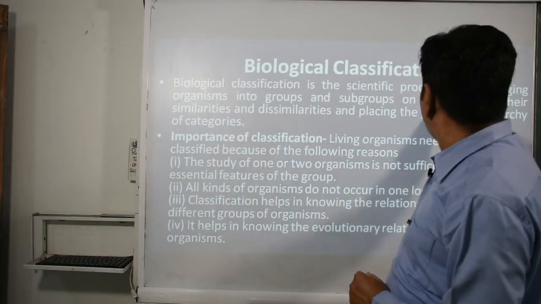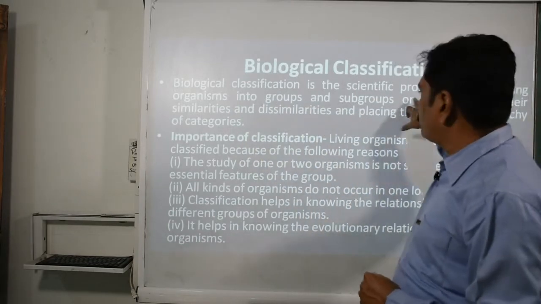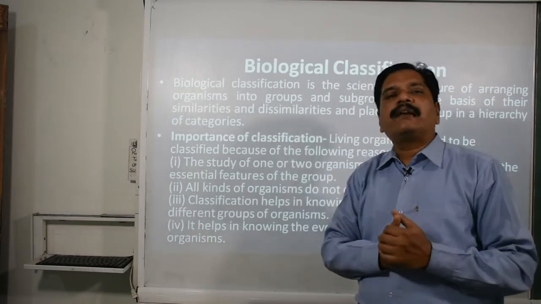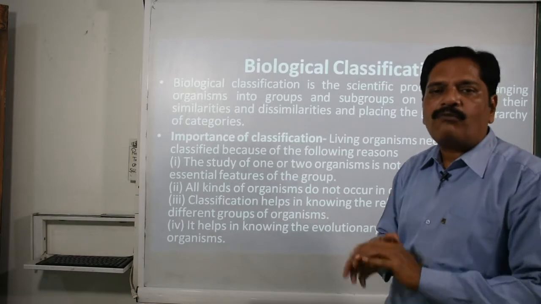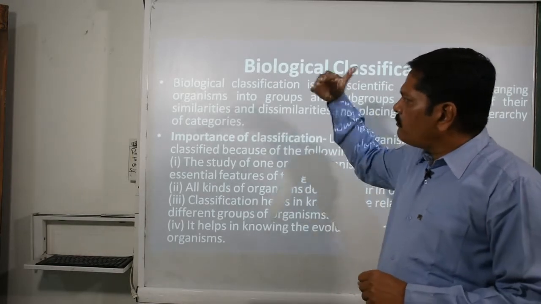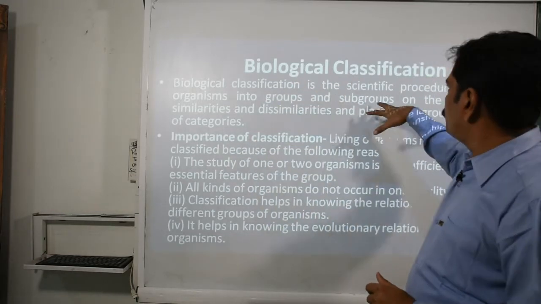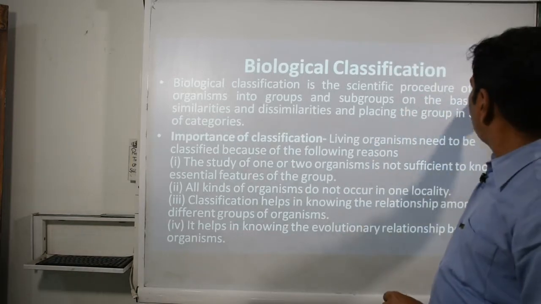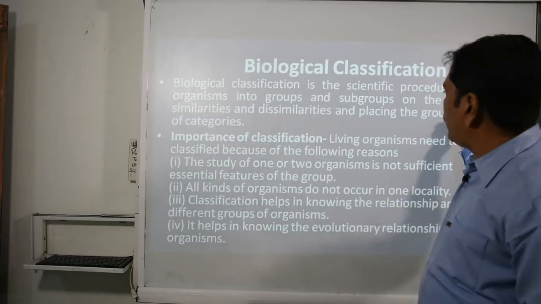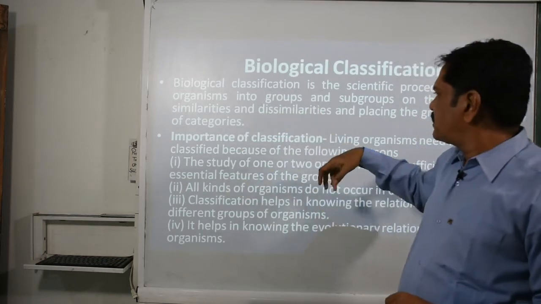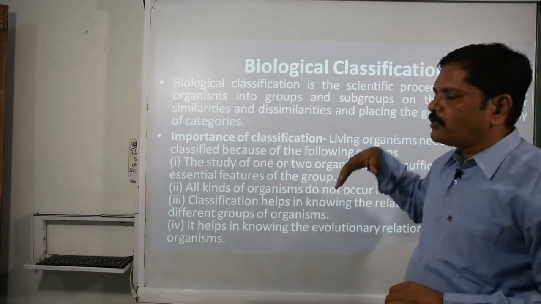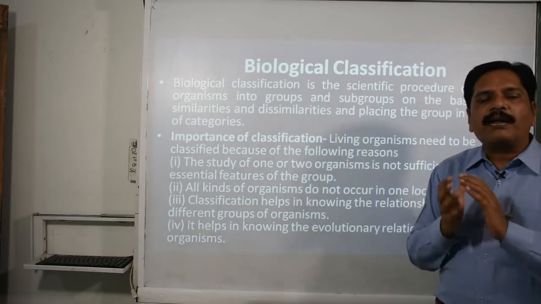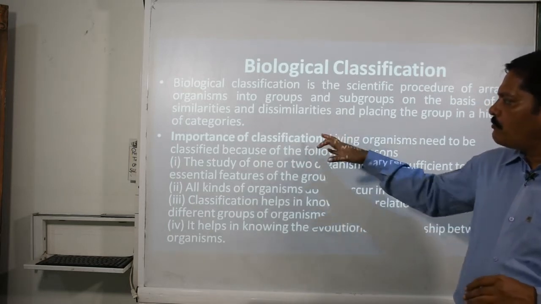Here a definition of biological classification is given. Biological classification is the scientific procedure of arranging organisms into groups and subgroups on the basis of their similarities and dissimilarities and placing the groups in a hierarchy of categories. You learned in 9th class also, in the diversity of life, what the categories and hierarchies are. So when we identify organisms and name them, then they need to be grouped. It is a scientific process, and whenever we use this term, it means it is always a systematic process. Through this systematic process, we arrange them into groups and subgroups on the basis of similarities and dissimilarities. This is the primary type of classification, placing them into different categories in the order of their origin, evolution and development. So this is about biological classification. What is classification? Now we are moving on to the importance of classification, clear?